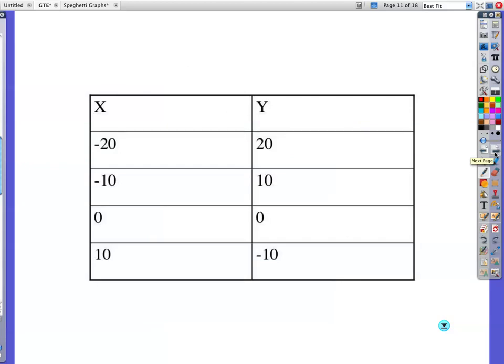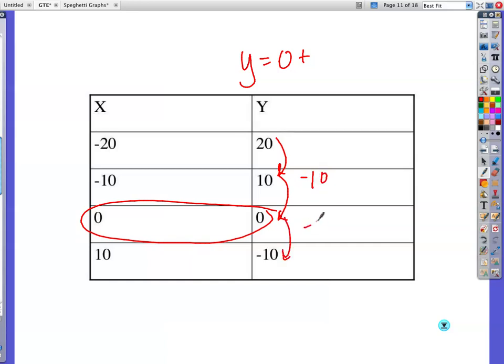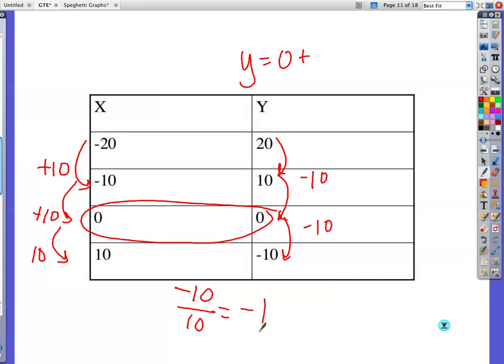Once again, y-intercept of 0. My slope looks to be going down by 10s. My x-axis seems to be counting up by 10s. So now I've got negative 10 over 10, which is negative 1 for a slope. So I have 0 plus negative 1x, or if you're really sneaky, you can just write negative x.